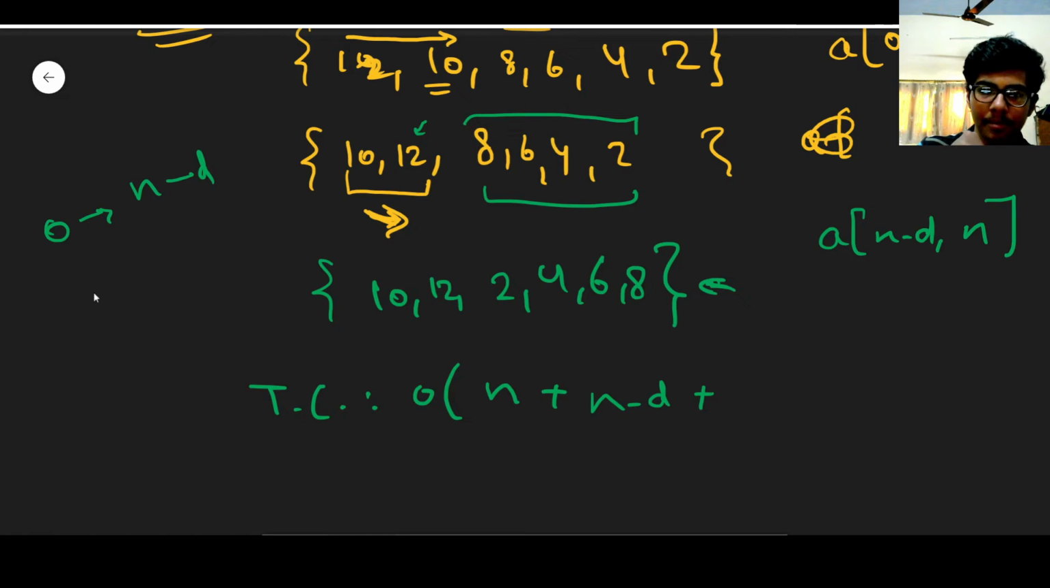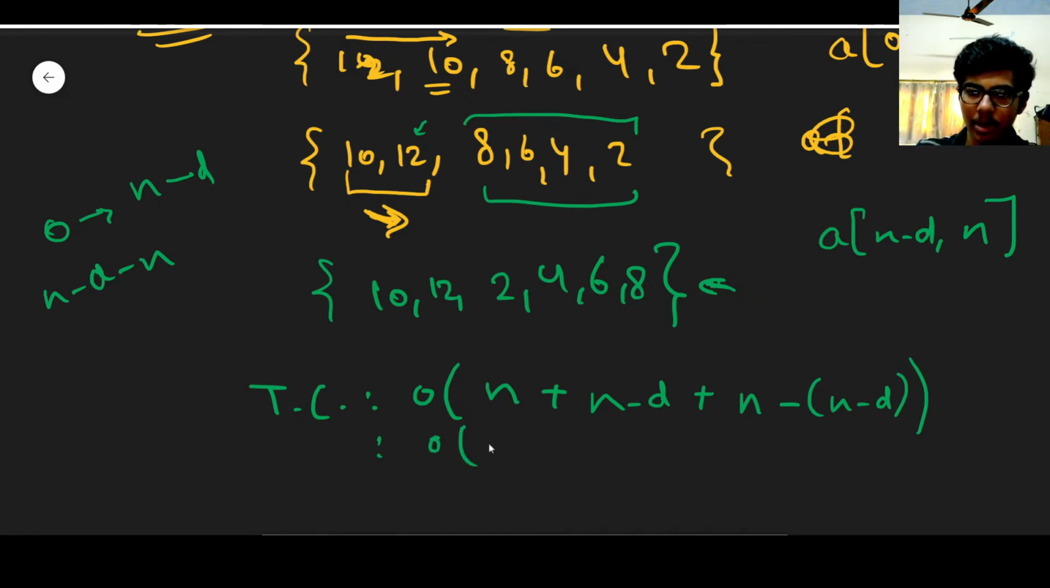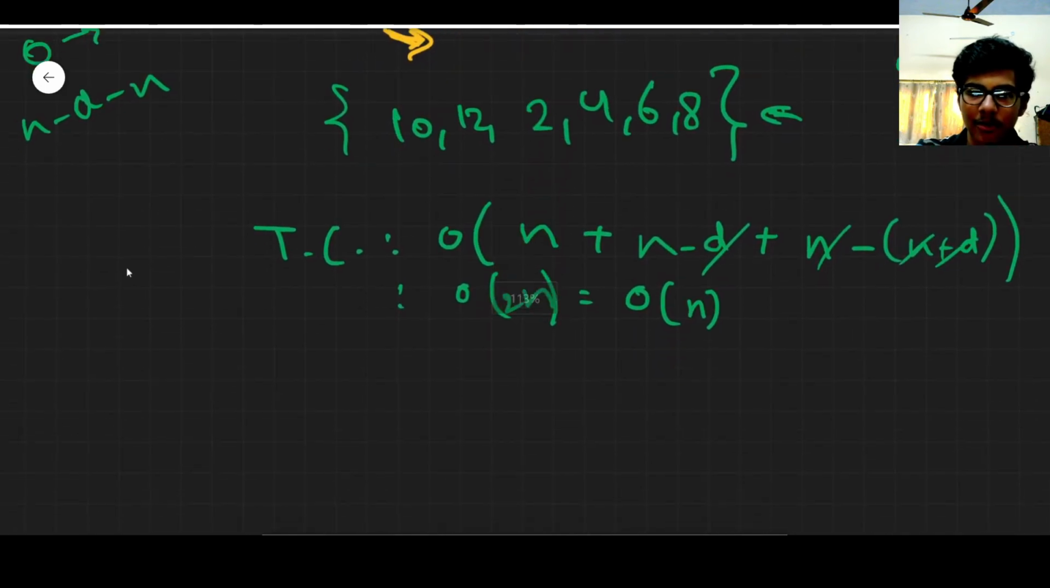Then we took n minus d to n. So this must be n minus d. Overall it comes out to be n minus n should be there. This should become plus, and this will cancel out. So it will become 2n, which is equal to n. So we have the same time complexity as we did in the above case.